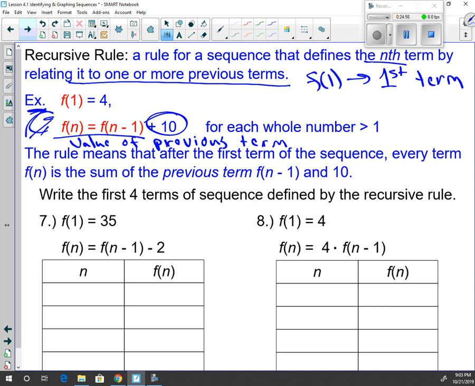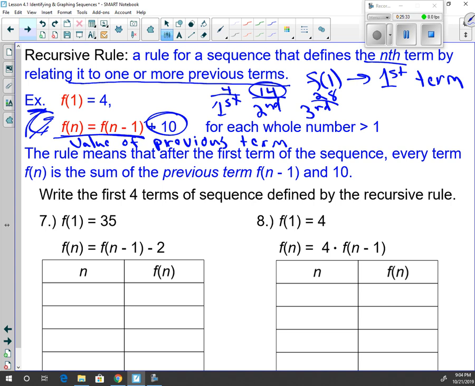So if I'm looking at this rule, I know that the first term is 4. And if I want to find the second term, I say, all right, well, take the value of the first term, which is 4, and add 10 to it. So it's 14. And then the third term, take the value of the previous term, which was 14, and add 10, which is 28. And literally, all we're doing is continuously adding 10. So the next one will be 38, then 48, then 58, then 68. Okay? So that's how this works.